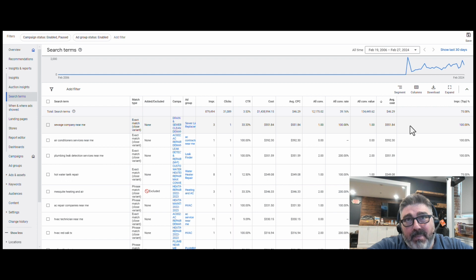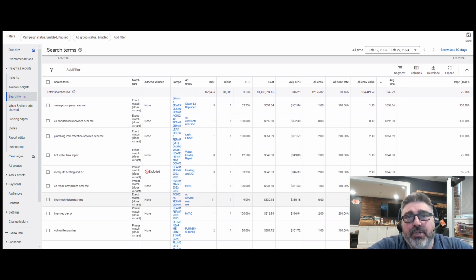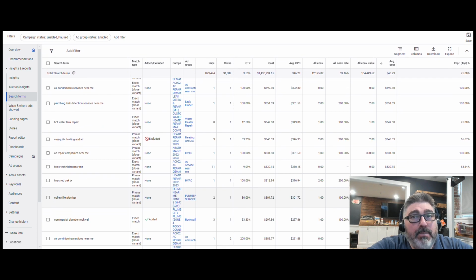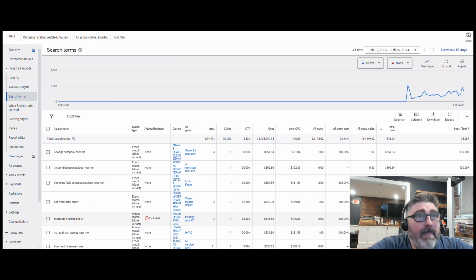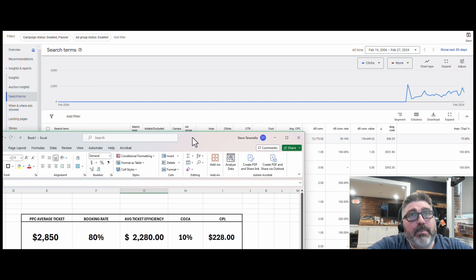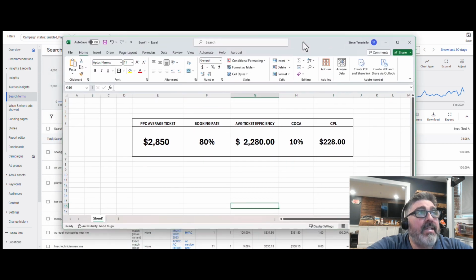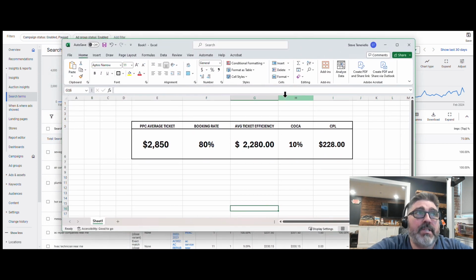Now, what is a good management number? How much should I be paying per lead? I like to use a little bit of back of the napkin math here when I do that. I'm going to pull in a spreadsheet real quick. Typically with home services, I look at the pay-per-click average ticket. How much revenue have you generated through pay-per-click, and what is the average ticket of that revenue? So in this example, it's $2,850.